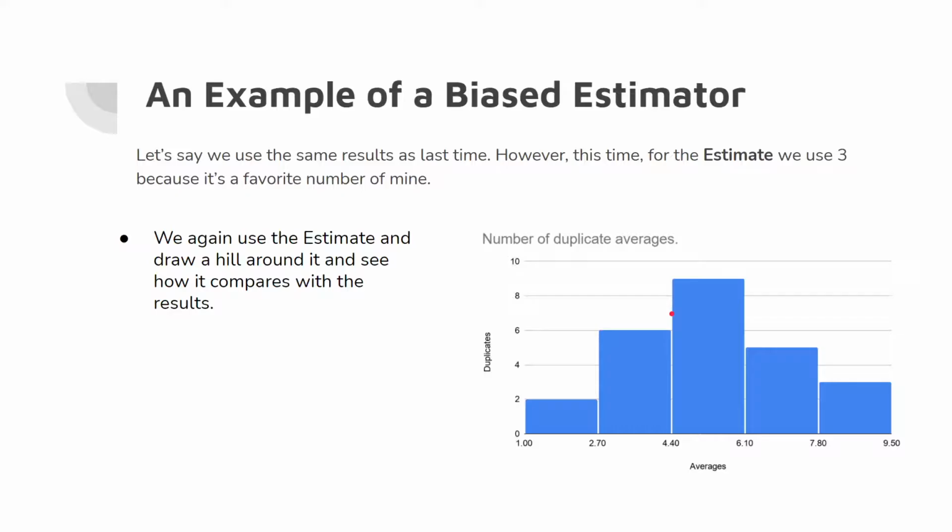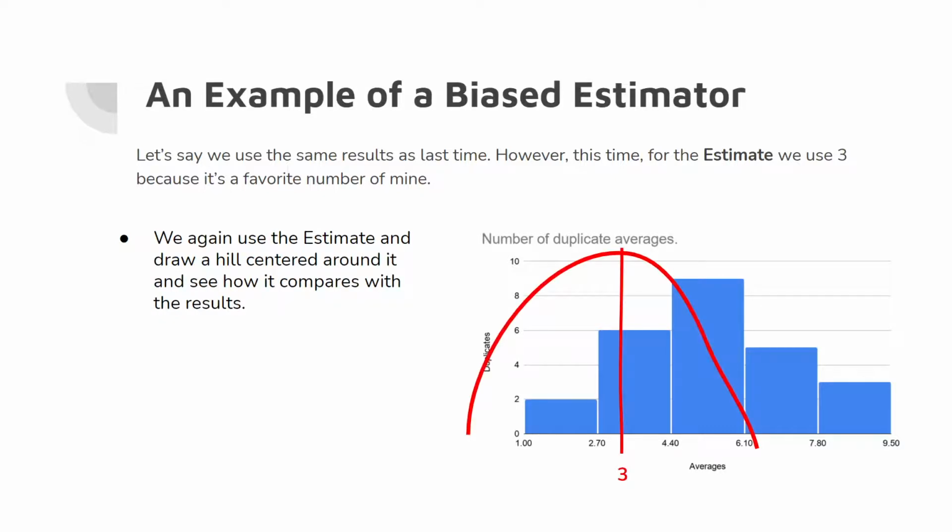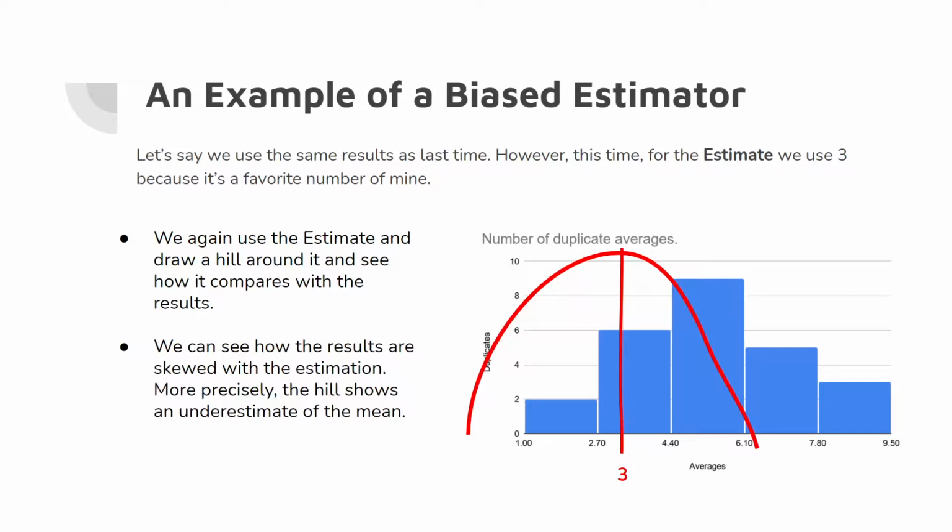An example of a biased estimator. Let's say we use the same results as last time, but this time for our estimate we use 3 because it's a favorite number of mine. We again use the estimate and draw a hill around it and see how it compares with the results. We can see how the results are skewed with the estimation, and to be more precise, the hill shows an underestimate of the mean.